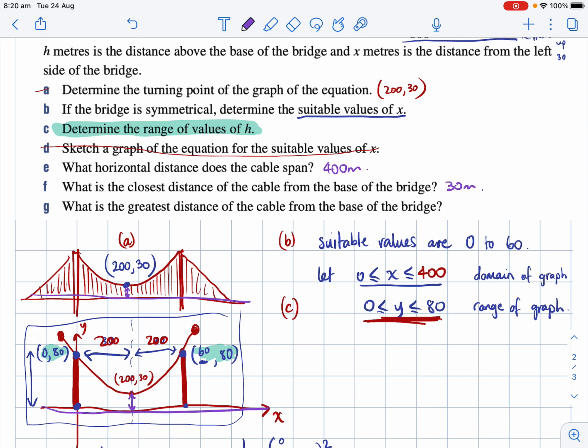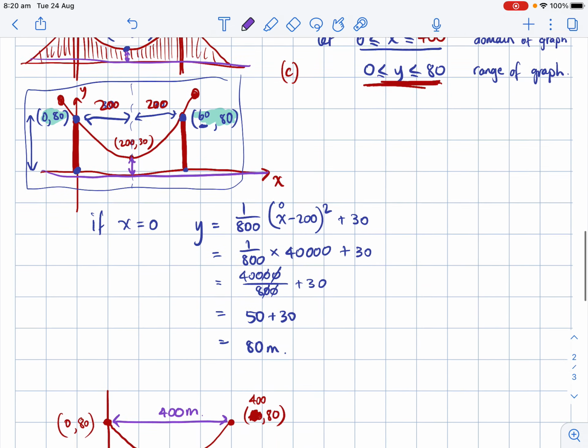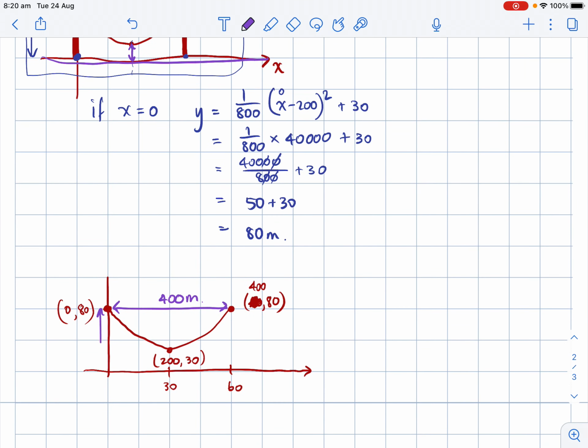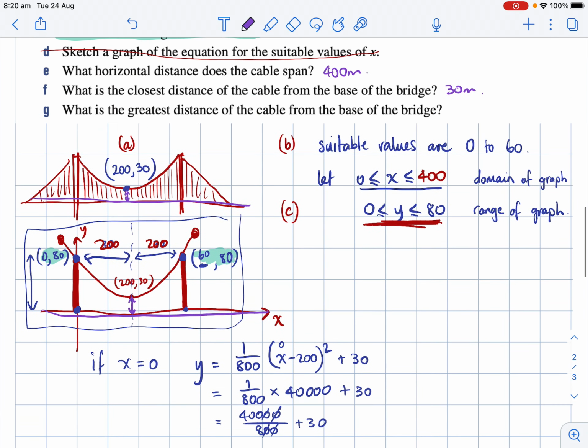And what is the greatest distance of the cable from the base of the bridge? Again, my greatest distance, interpreting our information. Largest distance from the base of the bridge, 80 meters. So I made a little bit of a mistake there, but I kind of redeemed myself at the end. Hopefully that wasn't too confusing. Remember to ask some questions in class if you get confused.